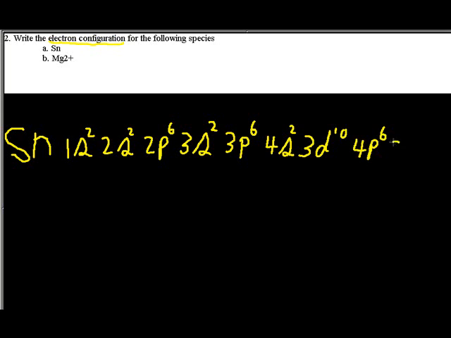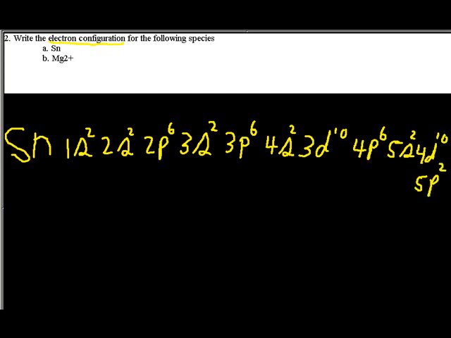You then go to the 5s2, and you get the 4d10, and then you finally wind up with the 5p2. So that's going to be the electron configuration for Sn.